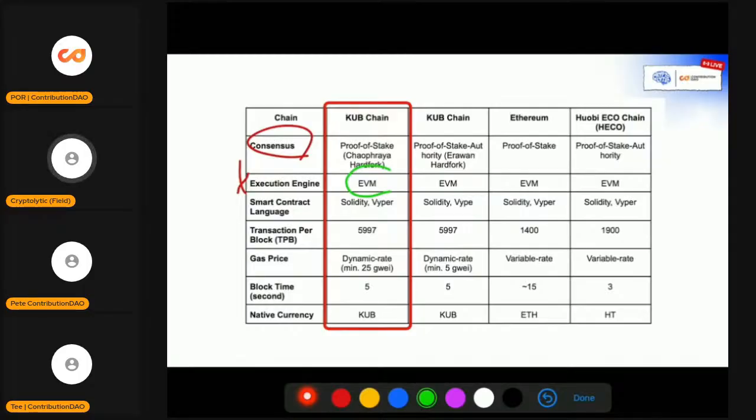And after that, we have the transactions per block and the block time, right? Sorry, I just recovered from COVID-19, so I may cough quite a lot.